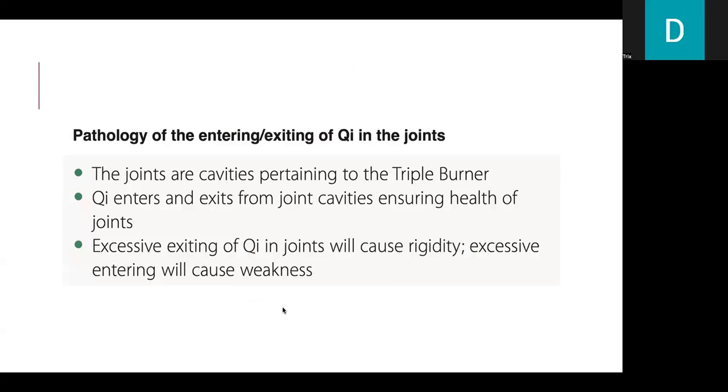To summarize, the joints are cavities pertaining to the triple burner. Qi enters and exits from joint cavities, ensuring health of joints. Last, excessive exiting of qi in joints will cause rigidity, excessive entering will cause weakness.